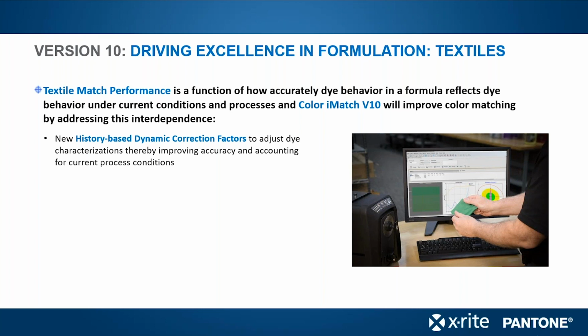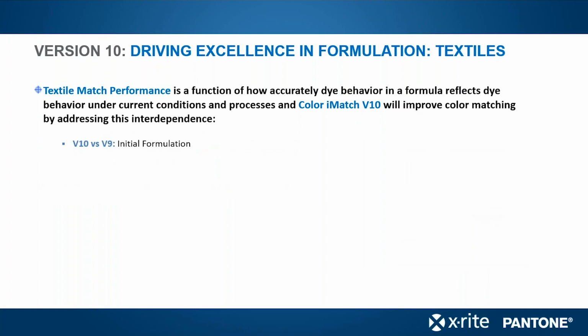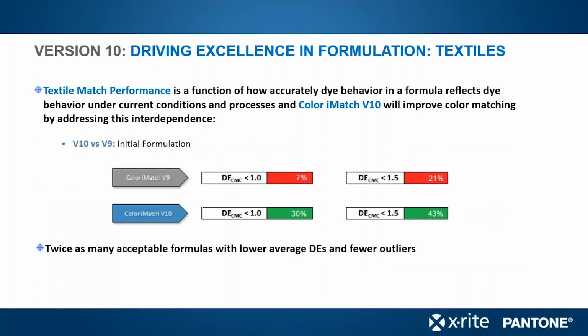So we've added a feature we call dynamic correction factors, and what this does is when we're formulating and we identify a match for a new target, we look at the dyes that we've picked for that formula, and then we look in your database at other formulas using those same dyes, and we look at their behavior over time. And then we make adjustments to our correction factors based on that historical behavior of those dyes. That, in combination with improvements that we've made to our engine around substrate and dye and process control factors, has given us significantly better textile match performance versus our prior products.